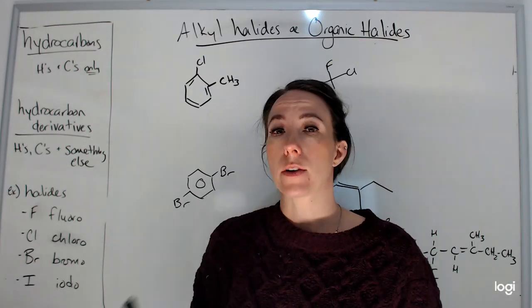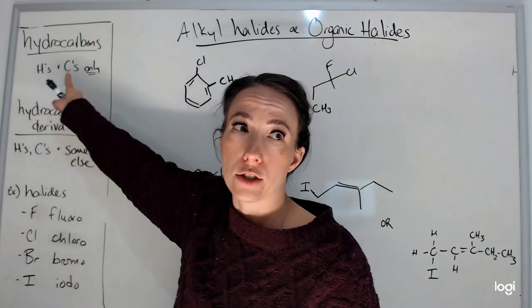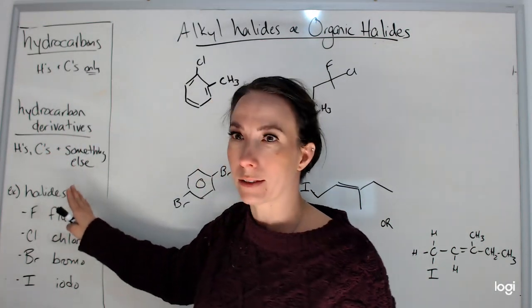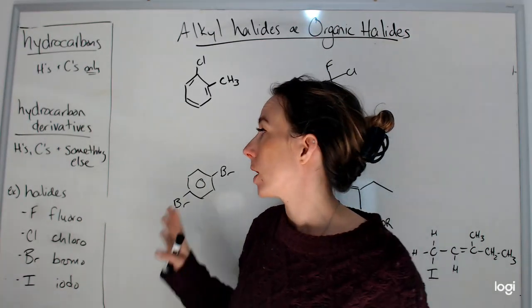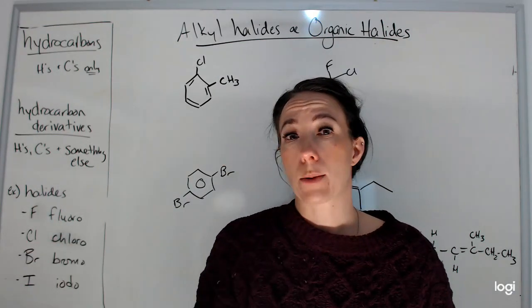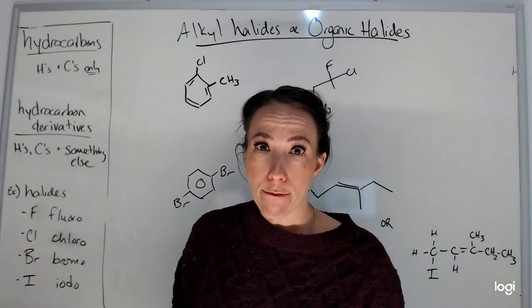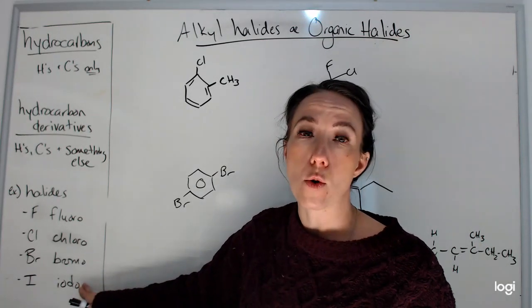So hydrocarbon derivatives are another type of organic compound, but instead of containing only hydrogens and carbons, they contain hydrogen and carbon and something else. And the something else that we're going to cover in this video is the halides. We're going to name it just like a branch. So if it has an F as a branch, it's going to be a fluoro or chloro, bromo, or iodo.